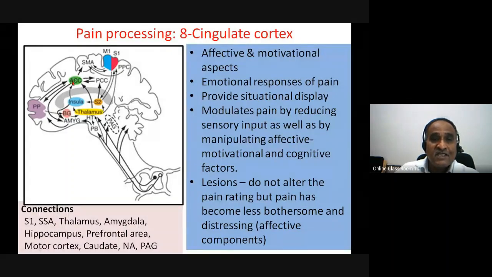And this anterior cingulate cortex gives the somatomotor area, and that would have connections with the posterior cingulate cortex. This posterior cingulate cortex receives inputs from S2, that's somatosensory area 2. Now, the anterior cingulate cortex talks to the prefrontal lobe. This is the prefrontal lobe.